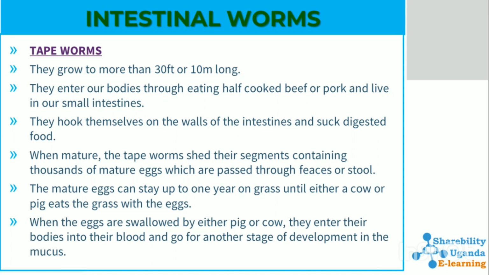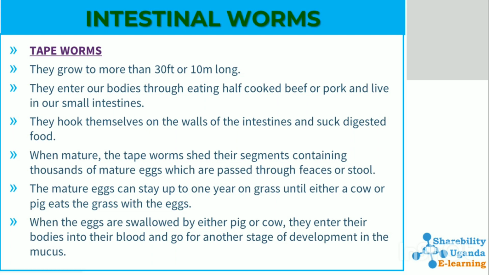The difference between hookworms and the tapeworms: the similarity is that they all hook themselves on the walls of the intestines, but the tapeworms suck or feed on digested food, whereas hookworms, like we said, feed on blood. When tapeworms are mature, they shed their segments containing thousands of mature eggs which are passed through feces or stool. Just like the hookworms, the mature eggs can stay up to 1 year on grass until either a cow or a pig eats the grass with the eggs.